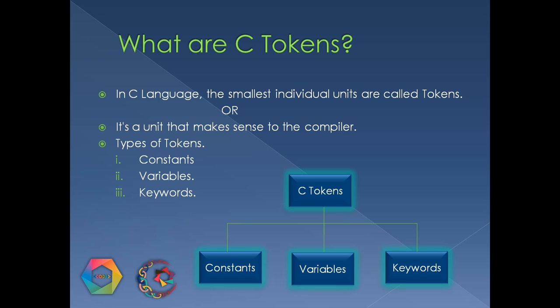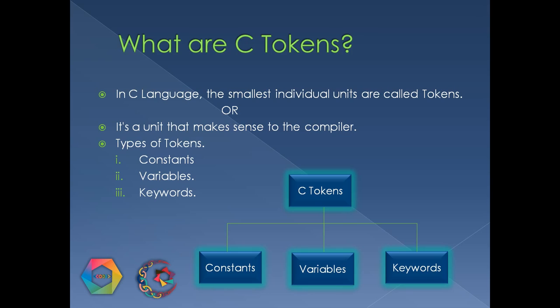Well, in C language, the smallest individual units are known as tokens. One can say that it's a unit that makes sense to the compiler. Now, what is meant by compiler? Let's understand this first. Remember in the last video we discussed two units, input and output unit. The function of input unit is to convert your commands into computer understandable form, and output unit is something which is converting computer's commands into human understandable form. Same like this, when we write our program in C language, our computer cannot understand this. So for this purpose we need a piece of software to convert our source code into computer understandable form, and that software is known as compiler.